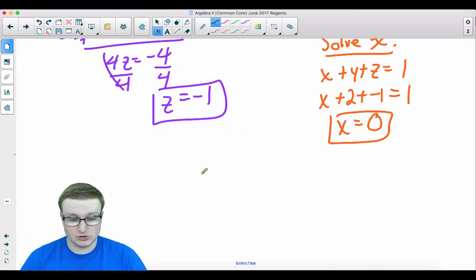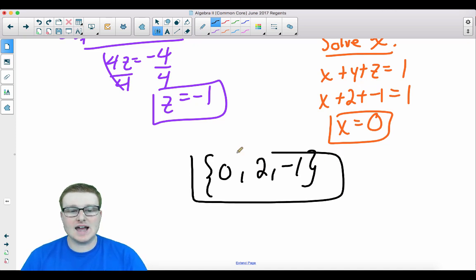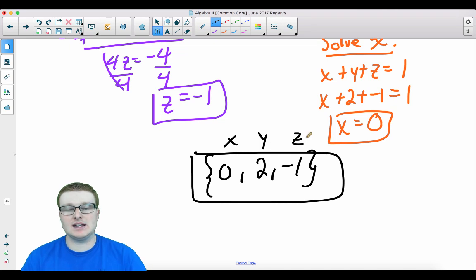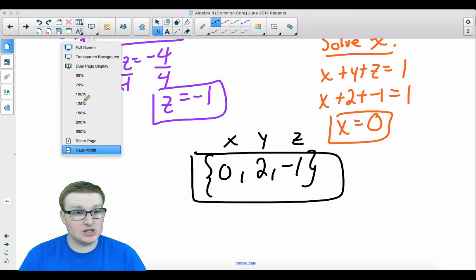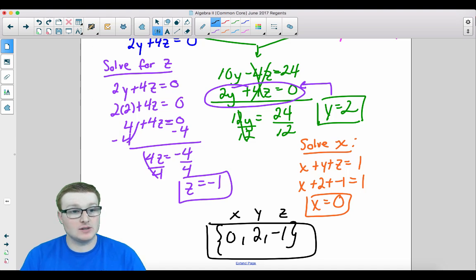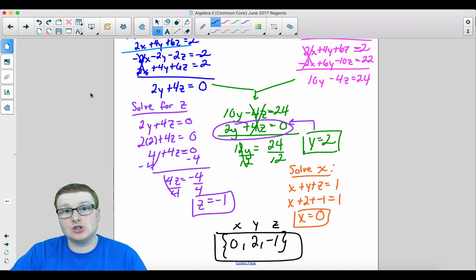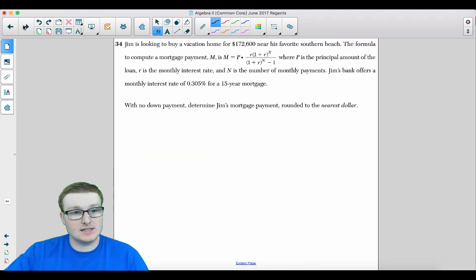So to write your solution, it is in curly brackets, 0, 2, negative 1. Make sure it's an XYZ term. XYZ, it has to be in the proper order, just so the reader knows what you're talking about. And that, ladies and gentlemen, is how you do that question. Pretty simple stuff. 0, 2, negative 1. Moving on to number 34.